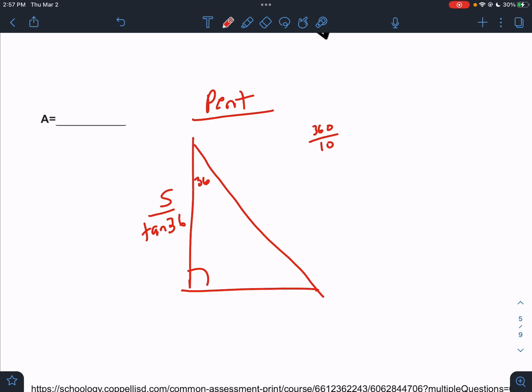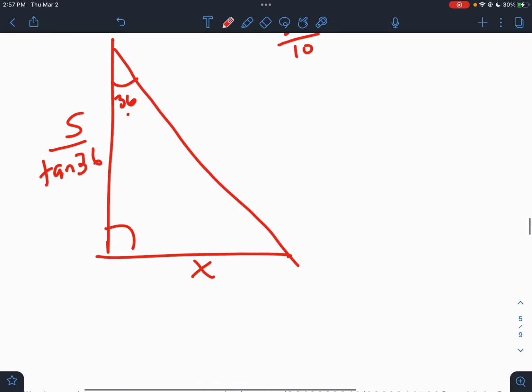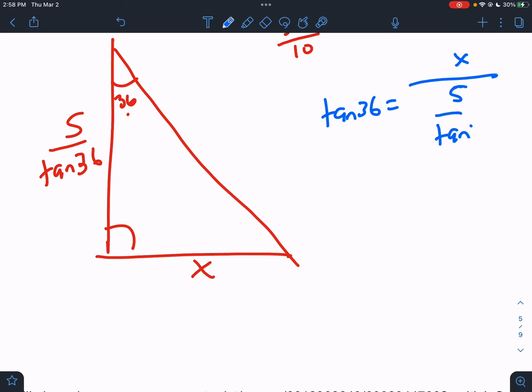If you've got a keen eye, if this is 36 degrees, you might be able to quickly know that this side is 5. But let's pretend we don't know that. So let's call it x. We would set this up: the tangent of 36 equals x divided by 5 over tan 36. So I multiply by 5 over tan 36. Over here, that would cancel it out. The tan 36s cancel out, and I am left with the 5 that we said a moment ago. So I know that side's 5.